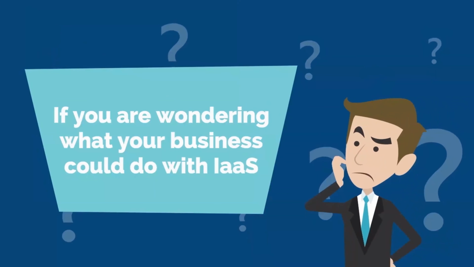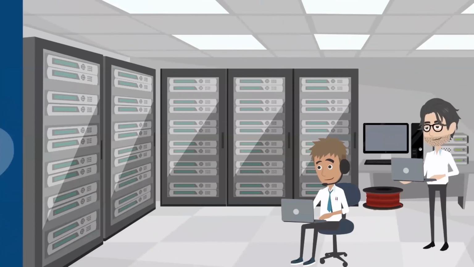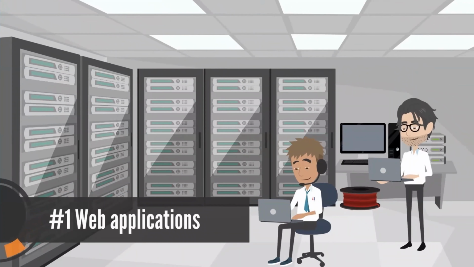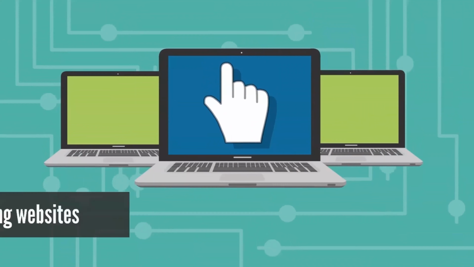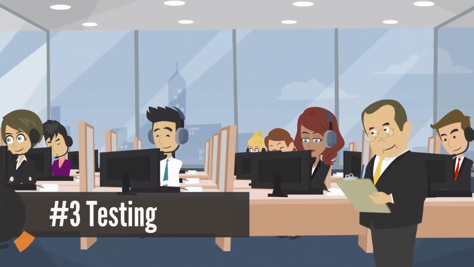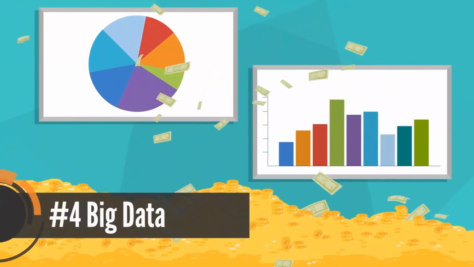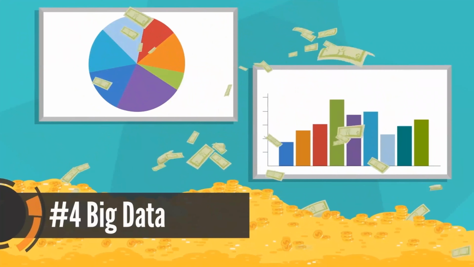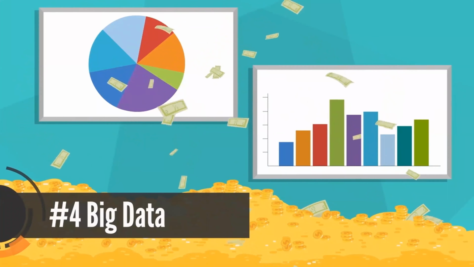If you are wondering what your business could do with IaaS, here are some common situations. Number 1. Web applications. IaaS offers the system to support web applications, including servers and storage. Web applications can be deployed quickly and are easy to scale up or down based on demand. Number 2. Hosting websites. Traditional web hosting can be expensive. With IaaS running your website, the costs are decreased dramatically. Number 3. Testing. New applications require testing, development, and tweaking before they are fully brought to market. IaaS makes it economical to test and retest as often as needed to produce the right product or service. Number 4. Big data. Mining large amounts of data requires huge amounts of processing power. IaaS efficiently and economically provides this for big data analysis.